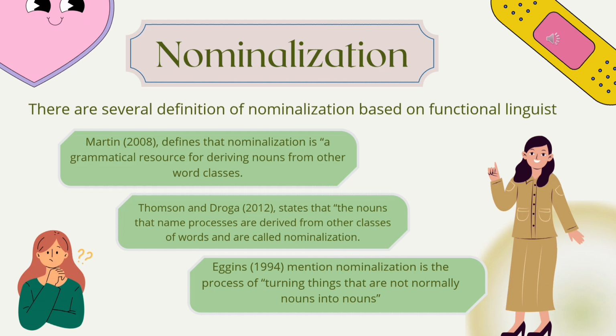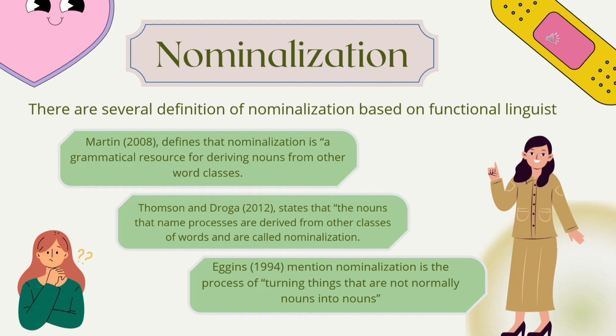Based on functional linguists, there are several definitions of nominalization. The first one is from Martin in 2008. He defines that nominalization is a grammatical resource for deriving nouns from other word classes. The second is from Thompson and Droga, stated in 2012. They state that the nouns that name processes are derived from other classes of words and are called nominalization.